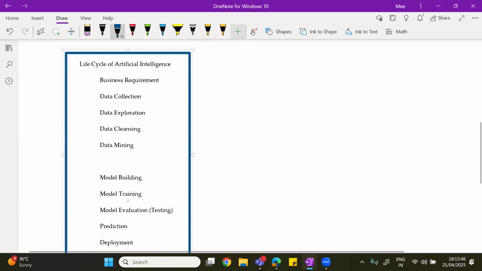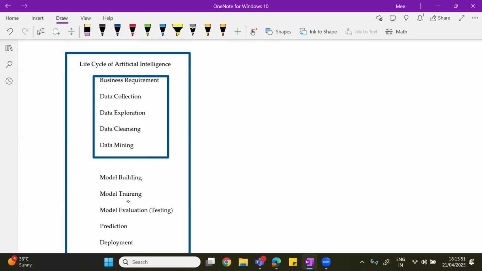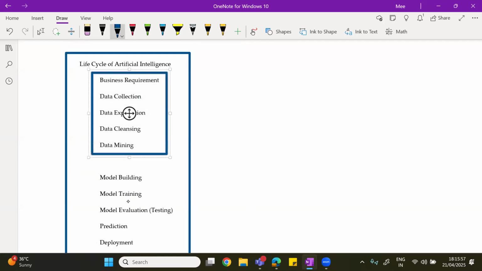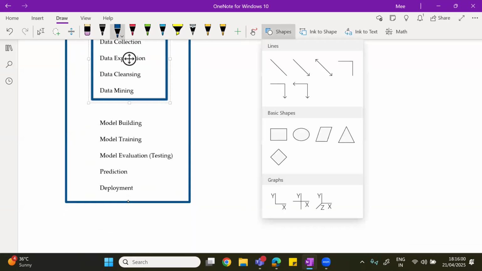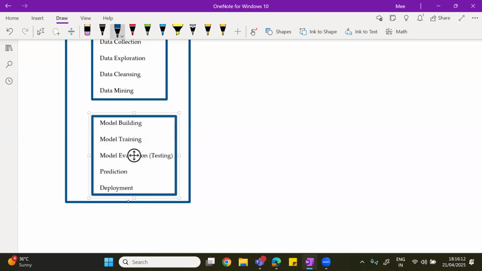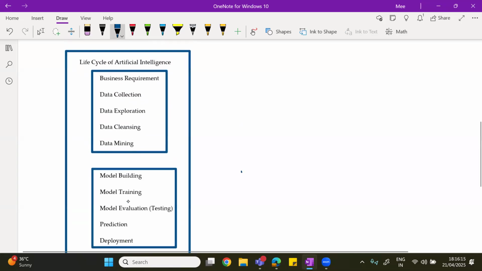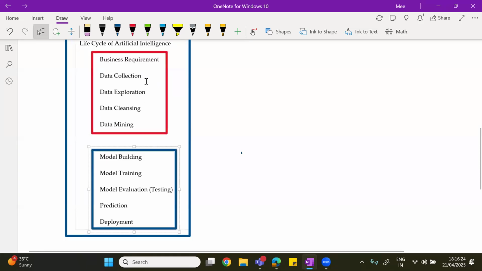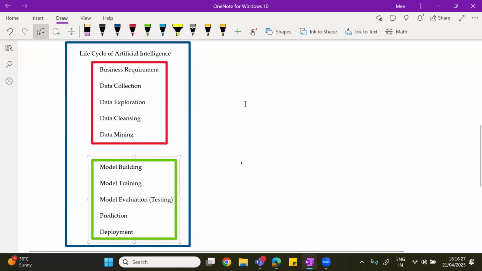Okay, this is my first part and second part. In the first part, we usually deal with the data. And in the second part, we deal with the model, the preparation of the model.